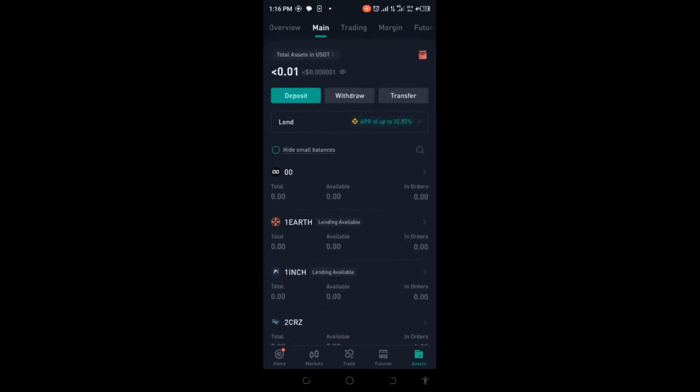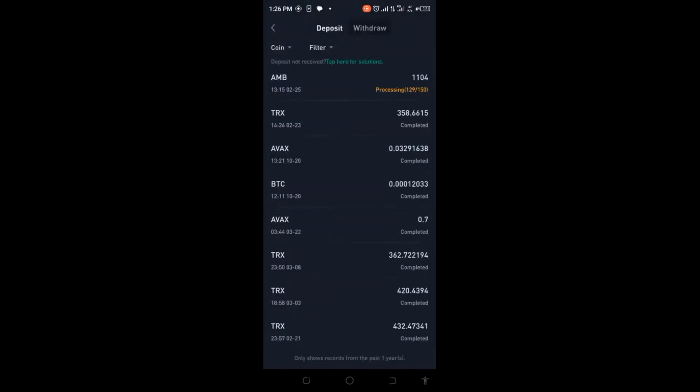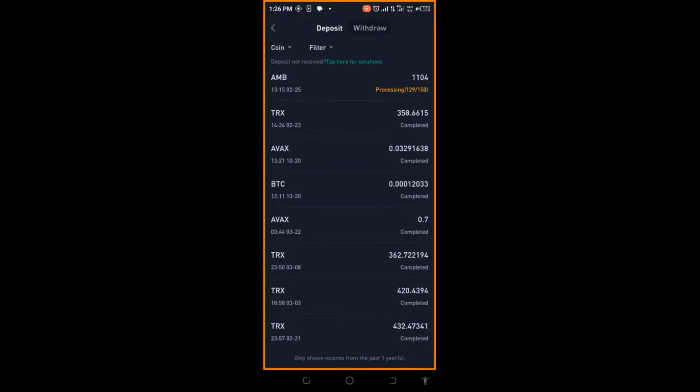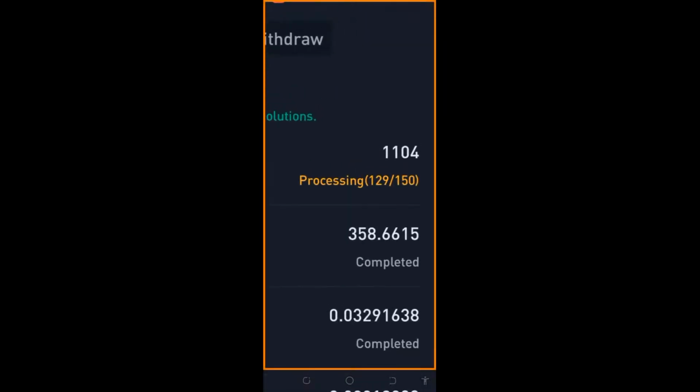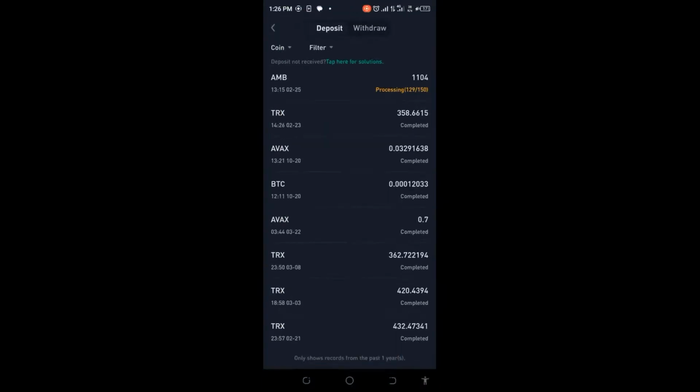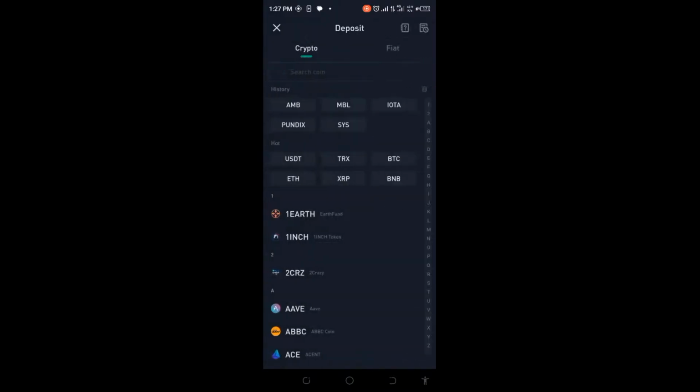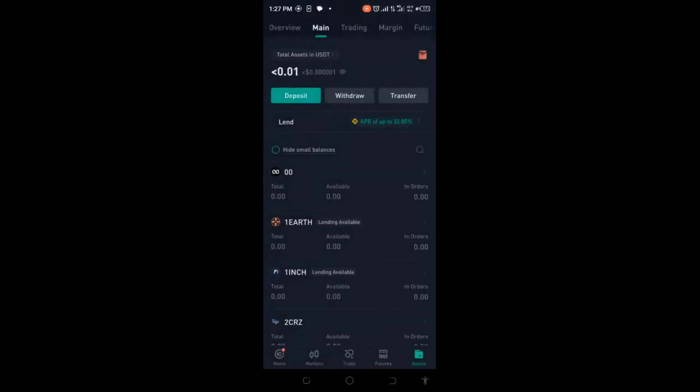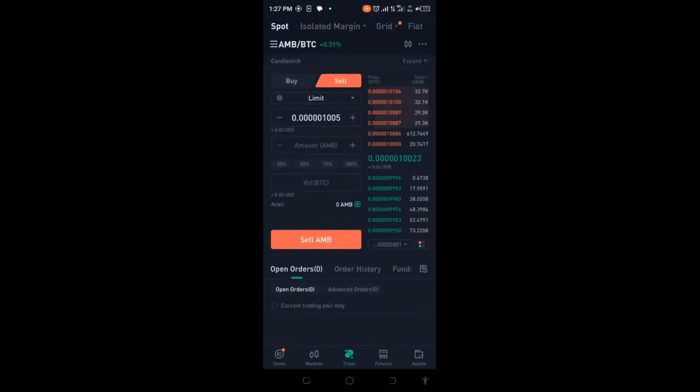Okay, while we wait, let's keep our fingers crossed that it doesn't change. I'll be with you once it comes in, and I'll give you the results. See you shortly. All right, so I just wanted to show you that it's currently processing. We're waiting for it. It currently is 129 out of 150 confirmations, I think. Let's hope that this doesn't take too long, because if it does, the price is going to change. And when it comes to spotting signals like this, we want to make sure that it doesn't change.